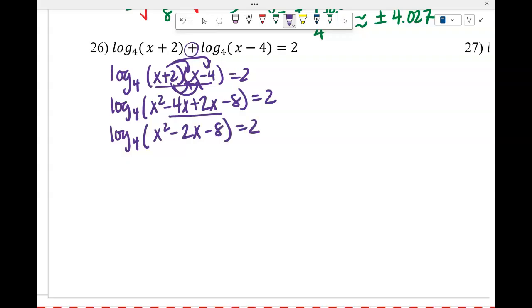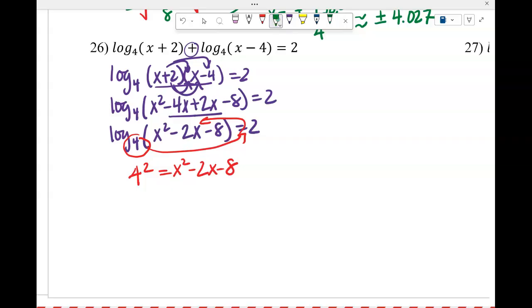Now, what case is this one? Case 1 or case 2? Case number 2, right? Because we have one log on the left, but no log on the right. Case 2 says we have to rewrite it as an exponential if we only have one log. So we're going to write 4 to the second power equals x squared minus 2x minus 8.